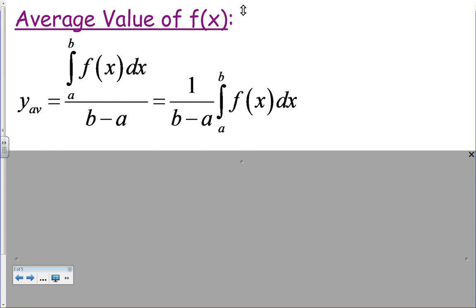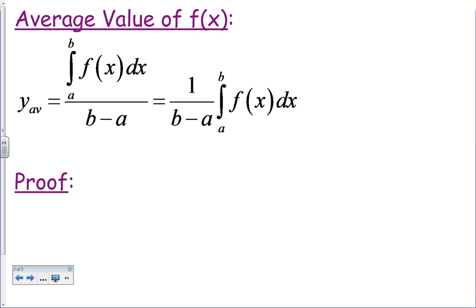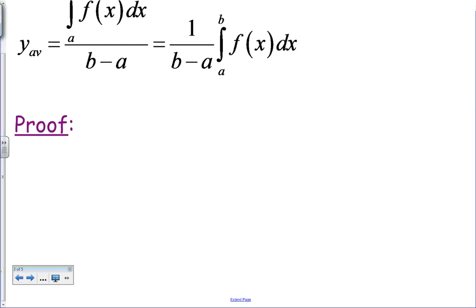That's B minus A. Or again, you can see that we sometimes pull the B minus A out front and write it as 1 over B minus A times the integral from A to B of f of x dx. So again, it's the integral divided by the interval. So to find the average value of a function, you integrate that function and divide it by the interval. Now, to help see why that is, let's take a quick look at a proof here that kind of illustrates this for us.